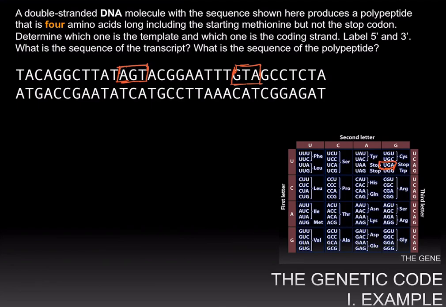Now let's check if this polypeptide is going to be 4 amino acids long, including the starting methionine. So this is methionine, that's 1. This is the second amino acid, third amino acid, and the fourth amino acid. And then you have the stop codon. The stop codon, unlike the start codon, does not add any amino acids. Therefore, this polypeptide is indeed the correct length.